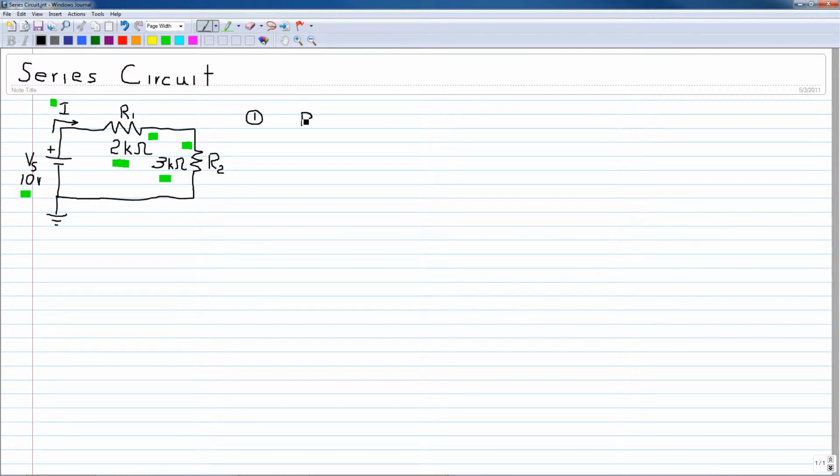So R total is equal to R1 plus R2. Substituting in those values, we have R1 is 2K ohms and R2 is 3K ohms. Plugging that into our calculator yields a total resistance of 5K ohms.